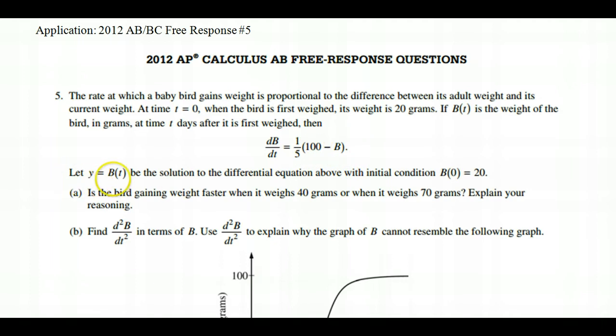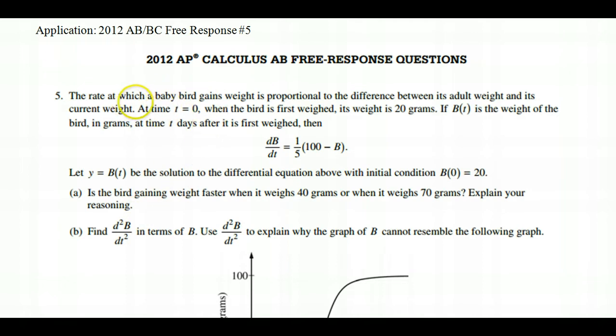Let y equal b of t be the solution to the differential equation above with initial condition b of 0 equals 20. Part A. Is the bird gaining weight faster when it weighs 40 grams or when it weighs 70 grams? Explain your reasoning. So this is a bit of a loaded question.